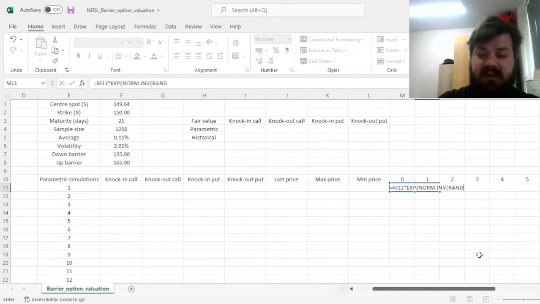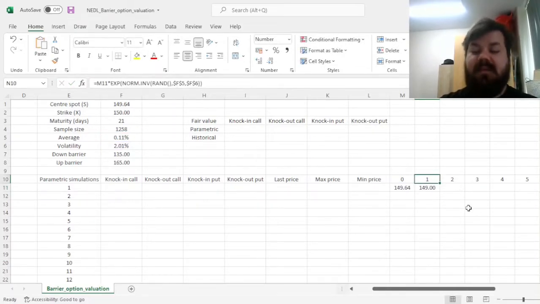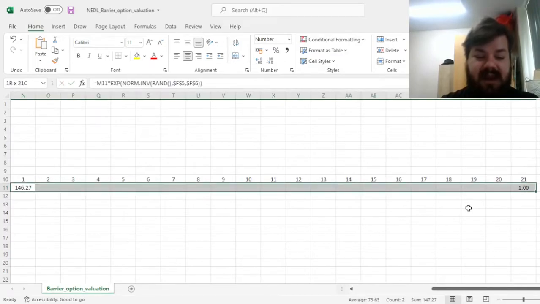Our probability is a random number between 0 and 1, so just the rand function in Excel. And as our mean and standard deviation, we plug in the average we have estimated, locking it throughout, as well as the volatility we have estimated, locking it throughout. And that allows us to estimate the path the underlying price takes throughout the lifetime of the option.